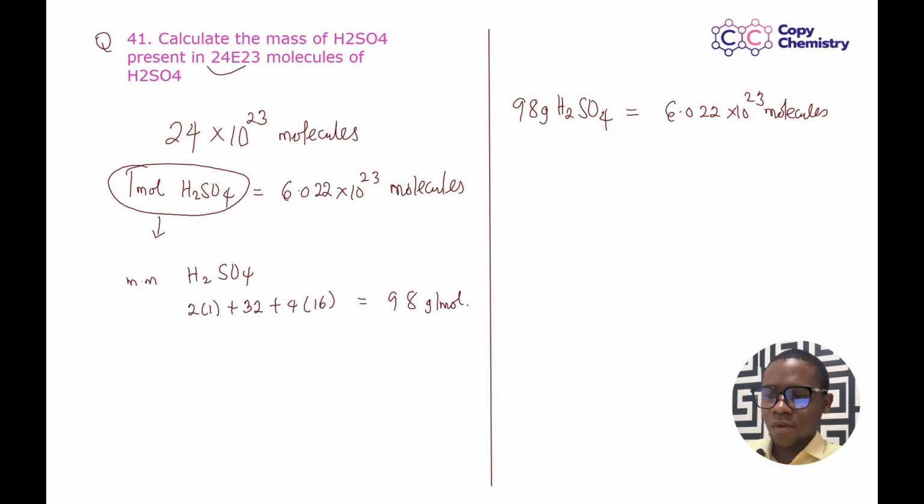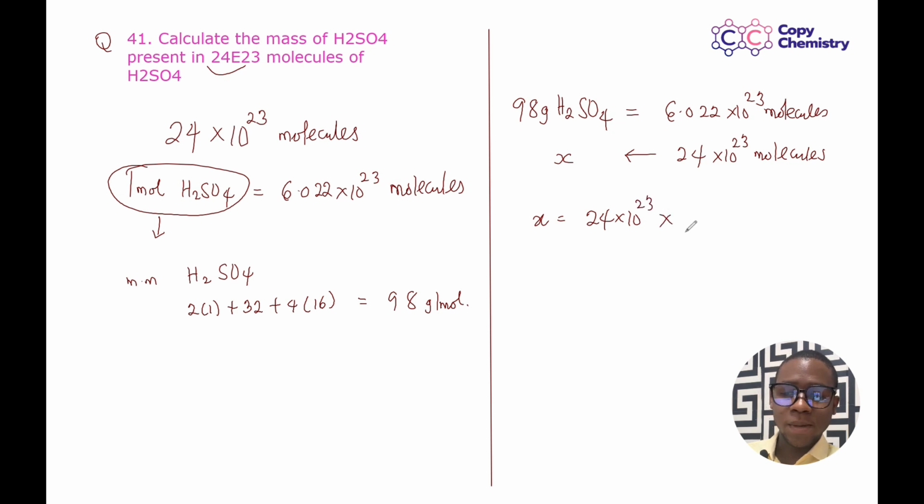So if we have 24 times 10 raised to the power 23 molecules of H2SO4, and we want to calculate the mass of that, it will be 24 times 10 raised to the power 23 multiplied by 98, now divided by 6.022 times 10 raised to the power 23. So you see, this is just arranging it in a very good way so that you have your answer X as the mass.